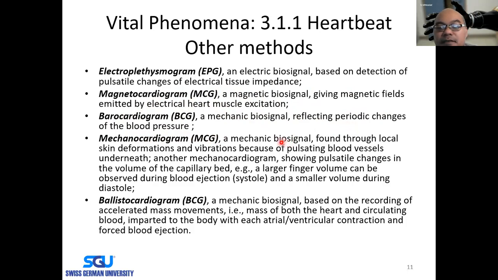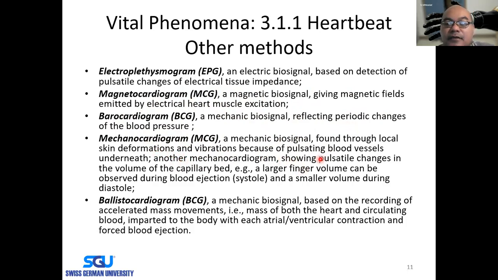Mechanocardiogram, MCG. This is a mechanical biosignal found through local skin deformation and vibration, because of the pulsating blood vessel. So we can put a strain gauge, for example, underneath, near the heart, to measure this mechanocardiogram.